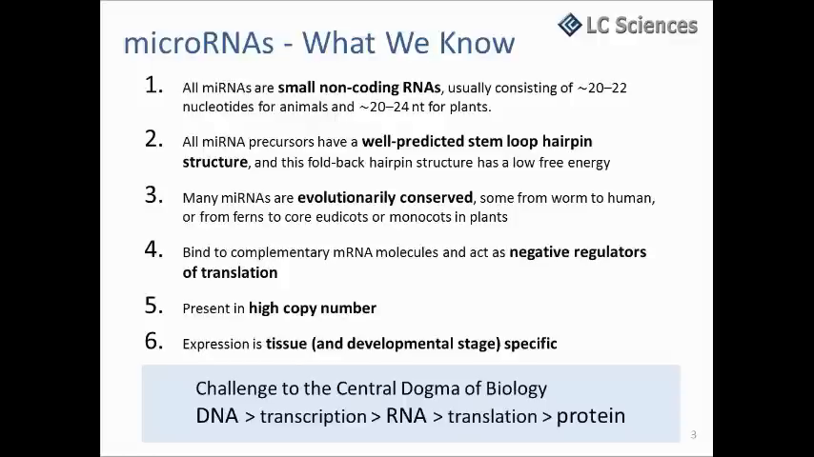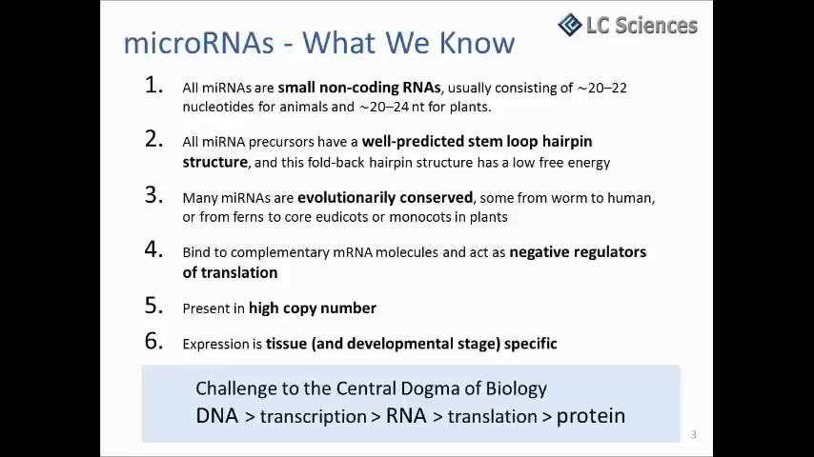So what do we know about microRNAs? First, microRNAs are small non-coding RNAs. Usually in mammals they are 20 to 22 nucleotides long, and in plants normally a little bit longer, about 20 to 24 nucleotides. All microRNA precursors normally form a well-predicted stem-loop hairpin structure, and this helps us with the prediction of novel microRNAs. The hairpin structure has very low free energy, so this also helps us with prediction. And microRNAs are evolutionarily conserved: from worm to human, from plant to mammal, we do have microRNAs.